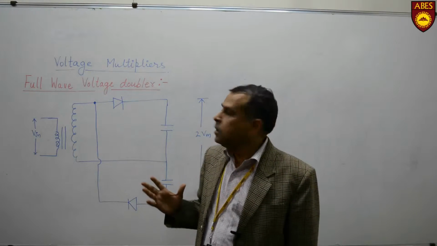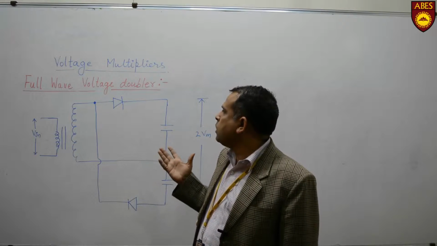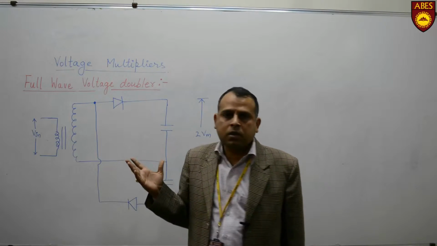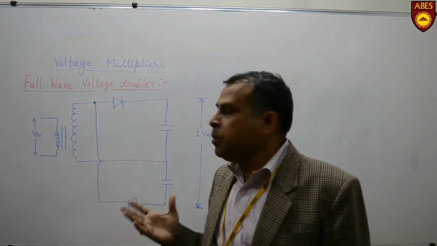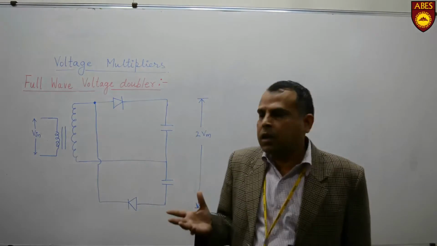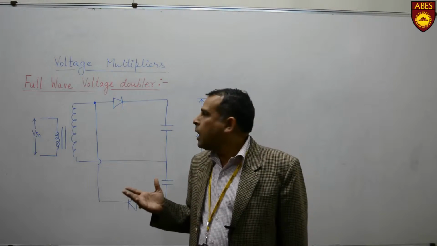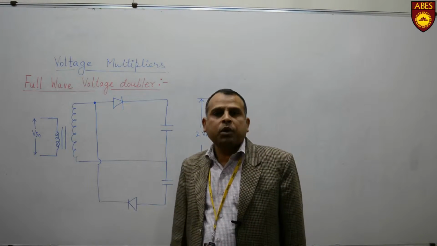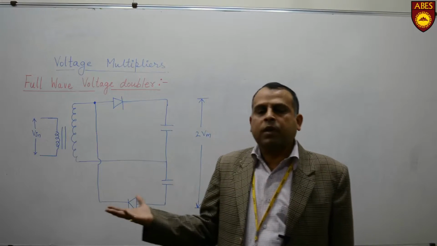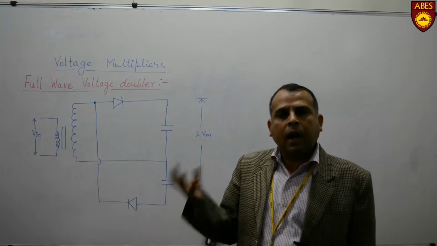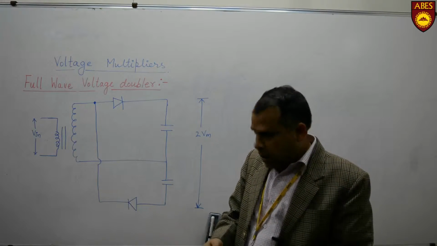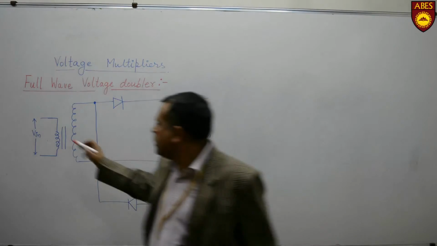Full wave voltage doubler. As the name suggests, it will provide an output equal to twice the peak value of the input, in both cycles: in the first half cycle and in the second half cycle, or you can say in the positive half cycle and in the negative half cycle. Here Vin is applied.